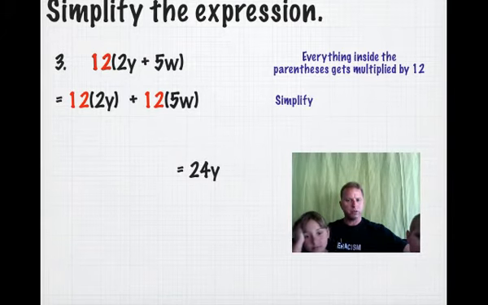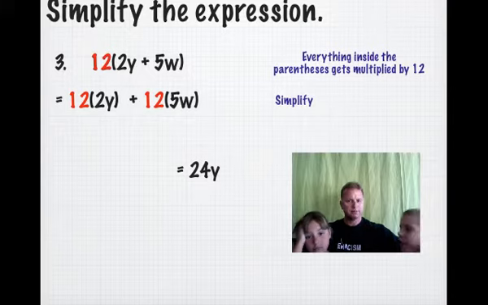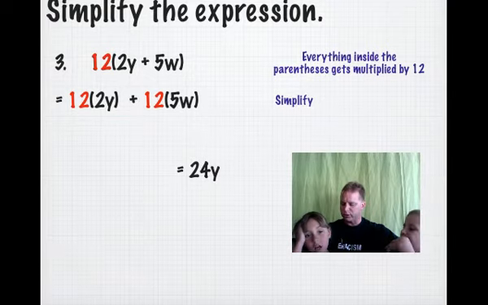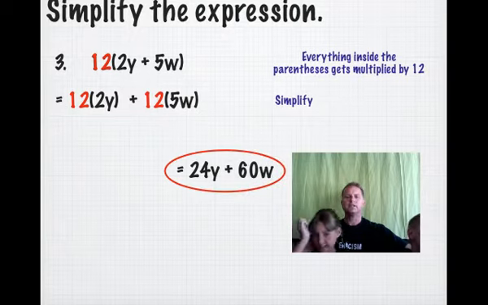And how many watches are we going to have? Well, okay. That's hard. What are we doing to get that? 12 times 5. Do you know what 12 times 5 is? 60. Watches. Yes. So 60W. And there's our answer.